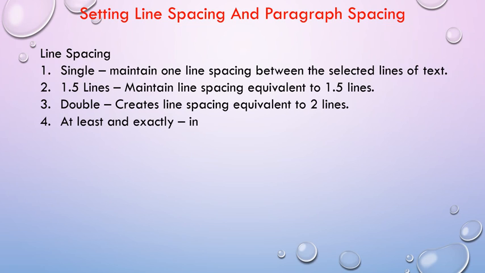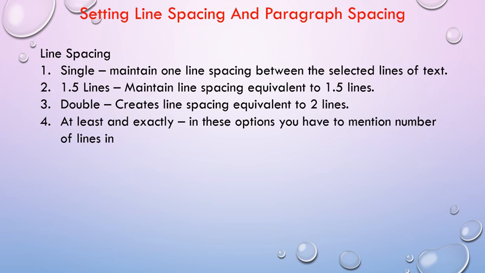At least and exactly. In these options, you have to mention the number of lines in an At box to create that many lines of spacing. So when you choose this option, an At box will be there with a space. In that space, you have to type how many line spacings you want. So that many lines you type there and that much space will be left between the lines.